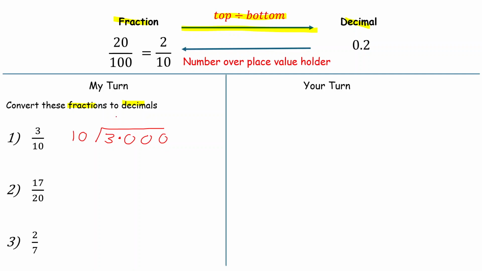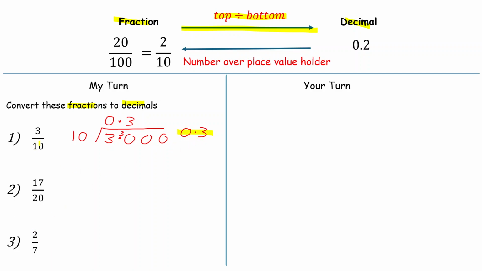Now, 10 into 3, of course, is too big, so it goes in 0 times. I bring up my point up to here, and I carry that 3. So 10 into 30 goes exactly 3 times. And because it goes in exactly 3 times, I finish there. So my answer is simply going to be 0.3. So 0.3 is my answer.